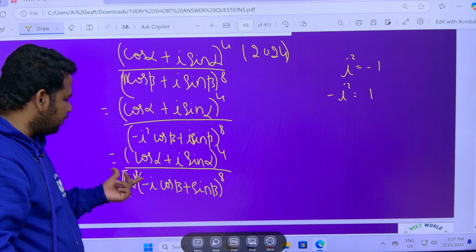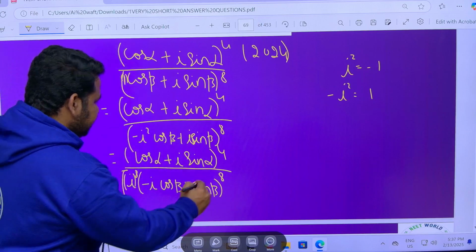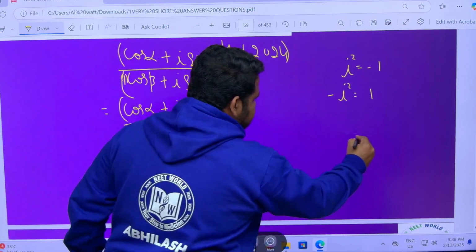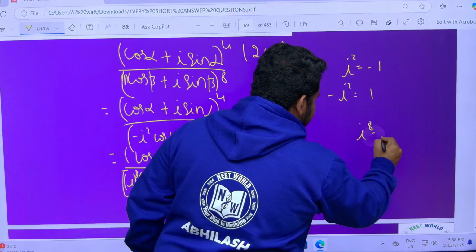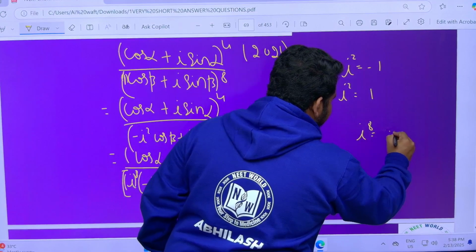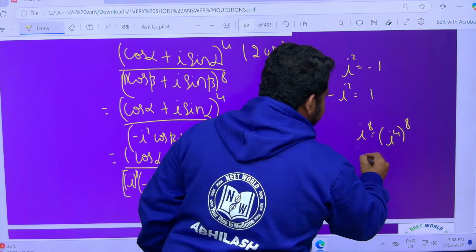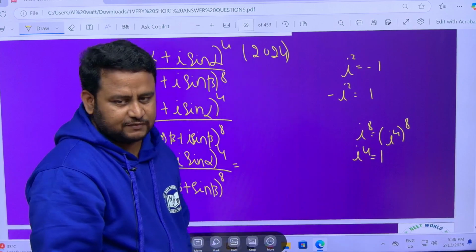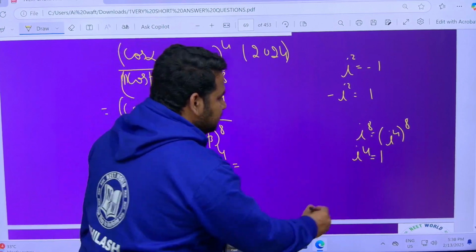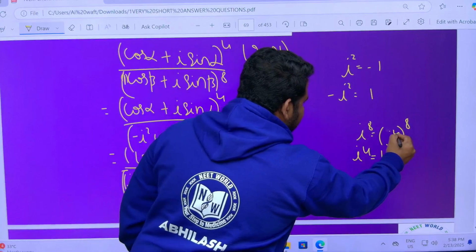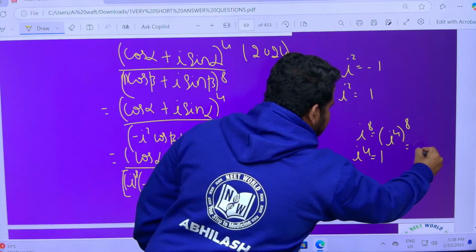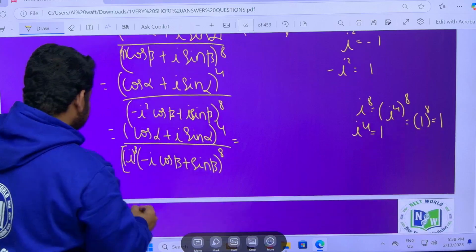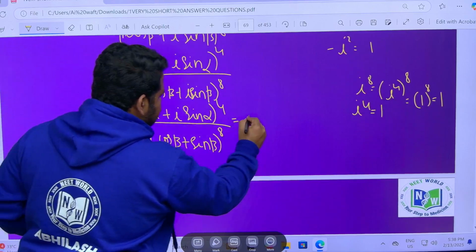Now i to the power of 8 is there. I can write this i to the power of 8 as (i to the power of 4) to the power of 2. But we know that i to the power of 4 is 1. So i to the power of 8 is (i to the power of 4) to the power of 2, which becomes 1 to the power of 2, so that will be equal to 1. So this value I'll write here. You have to show the steps here.